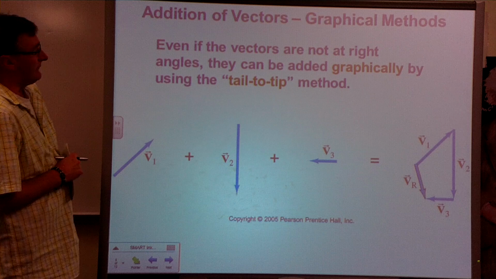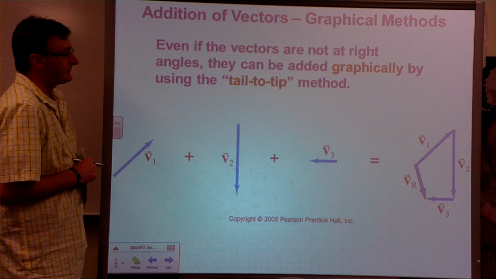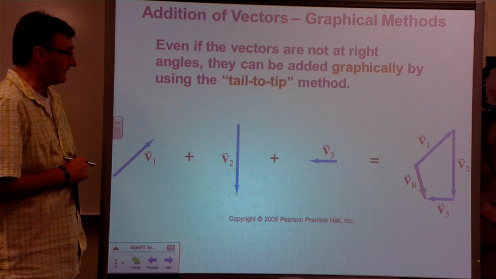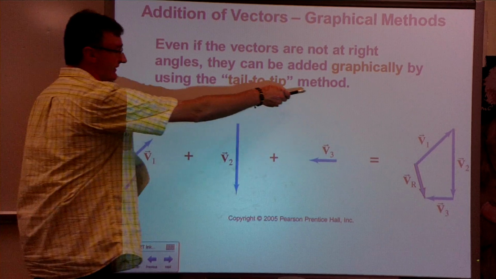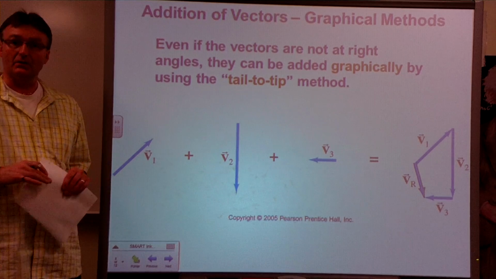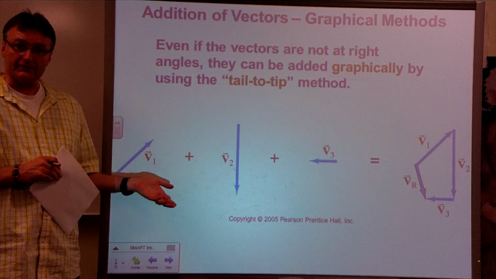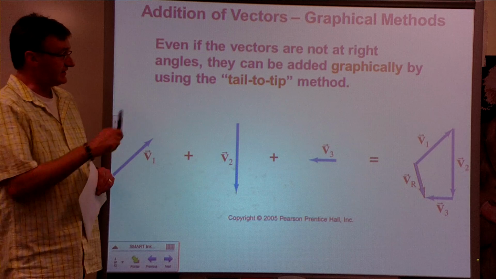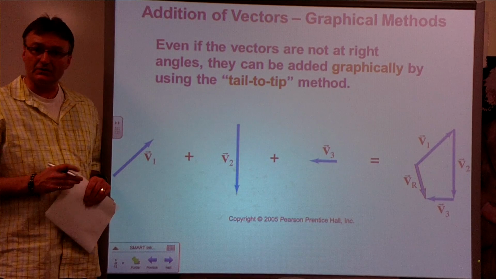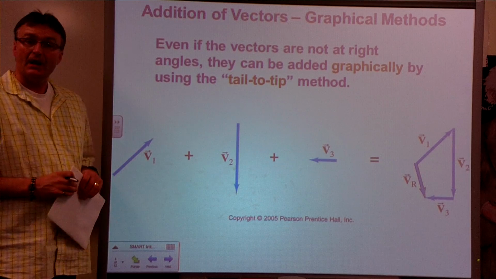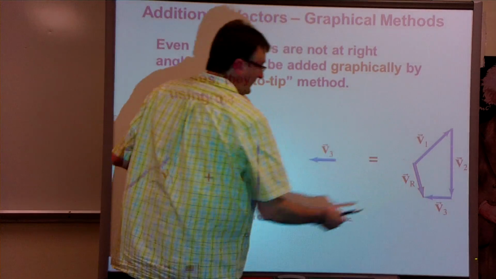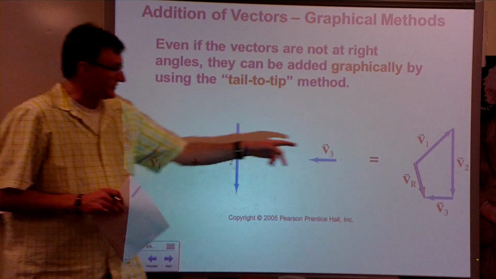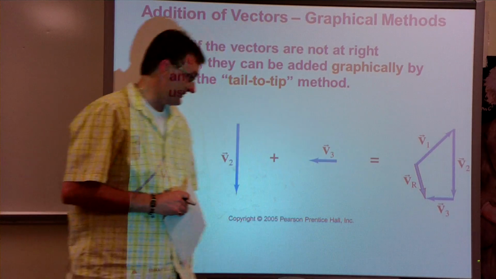So even if the vectors are not at right angles, they can still be added together graphically quite easily by using what we call the tail to tip method. And this is indeed the way that you add all vectors together, is from the tail of one to the tip of the other. You put them together, and then the resultant is the one that goes between your starting point and your ending point, like so.